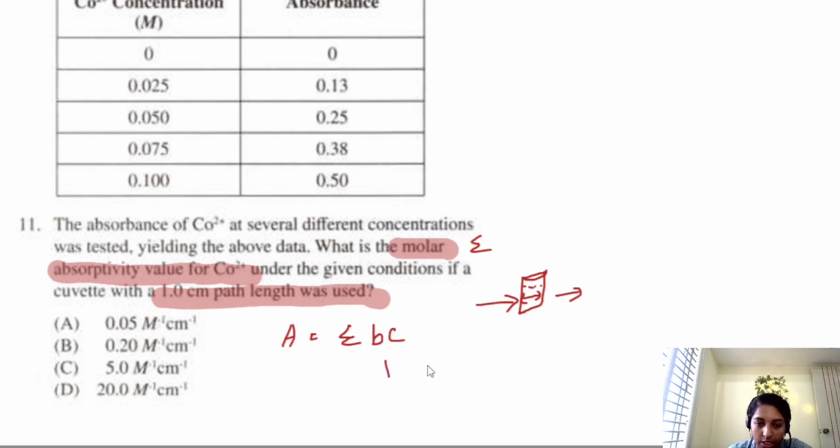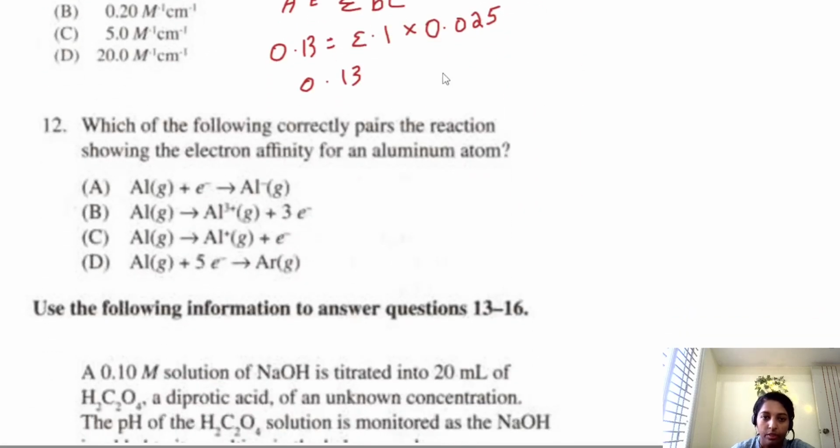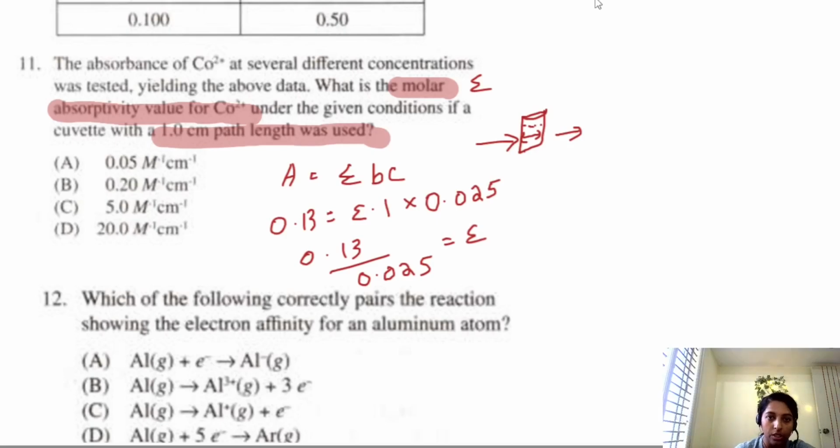They gave it as 1 centimeter, and for concentration, you can take any of them, as they gave several concentrations. We can take the first one, 0.025, and the corresponding absorbance, like 0.13. So what should be the epsilon? Just calculate 0.13 over 0.025. That will be the value of epsilon, the molar absorptivity. So I think you can get option C.